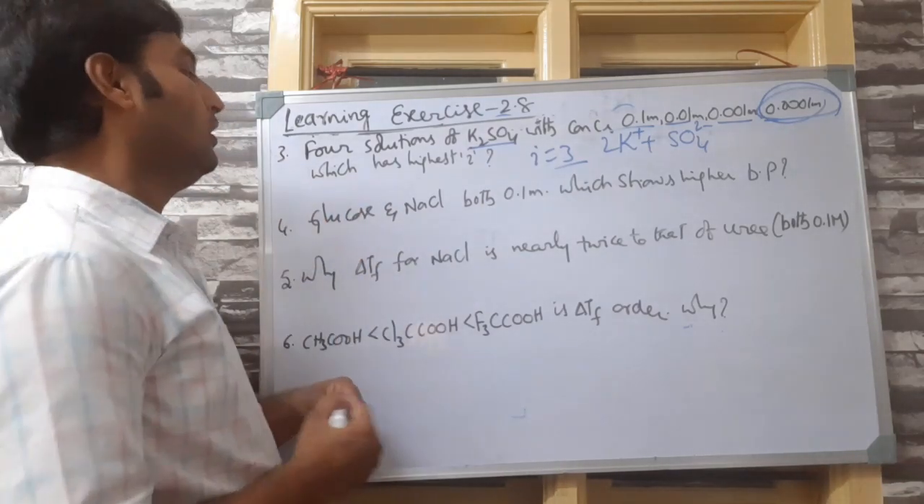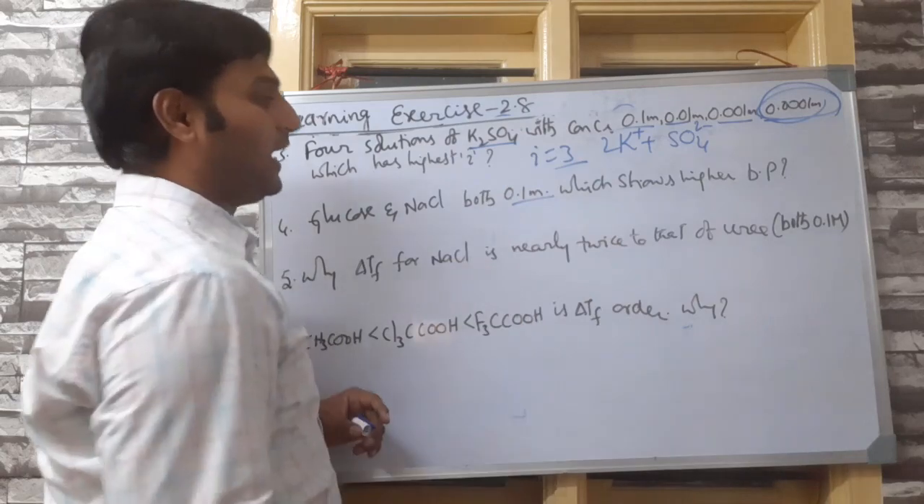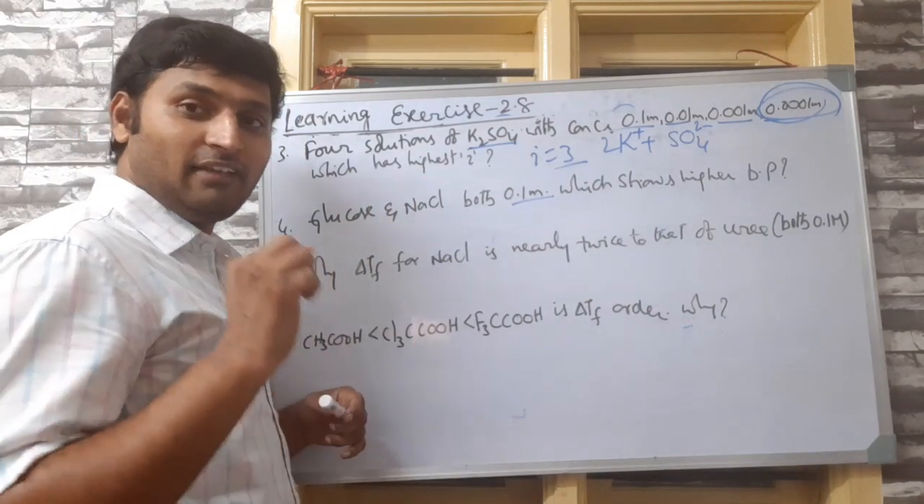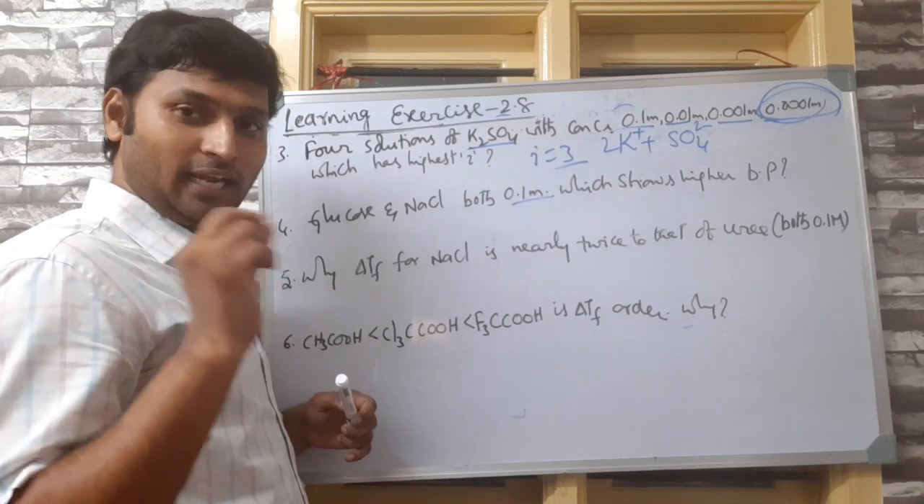Moving on. Glucose and sodium chloride, both 0.1 molar solutions, are taken. Which shows a higher boiling point? See, elevation in boiling point is a colligative property.